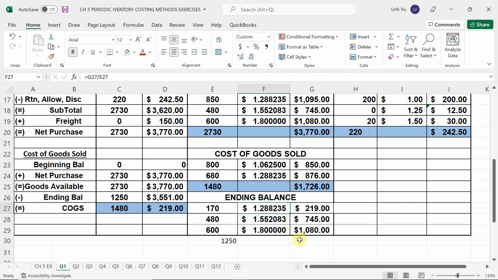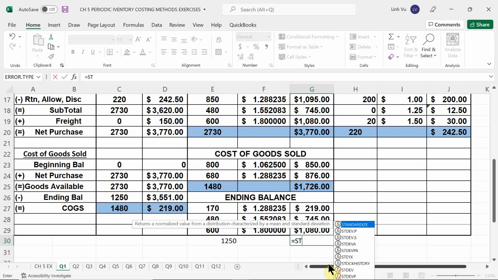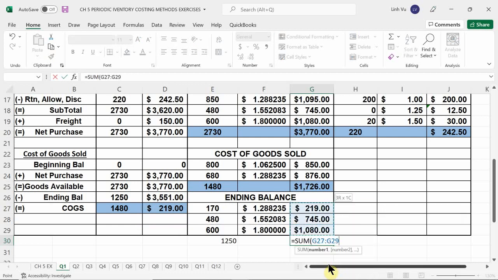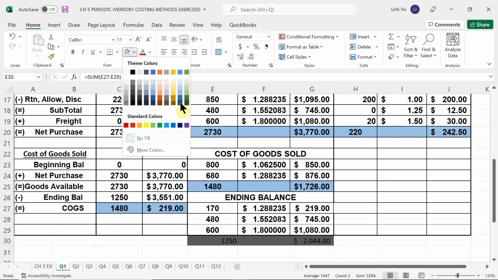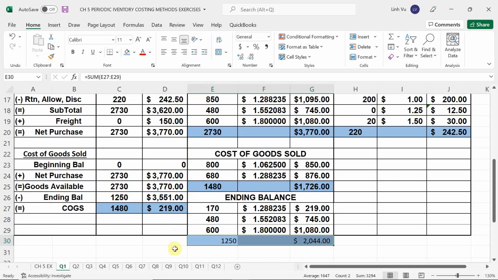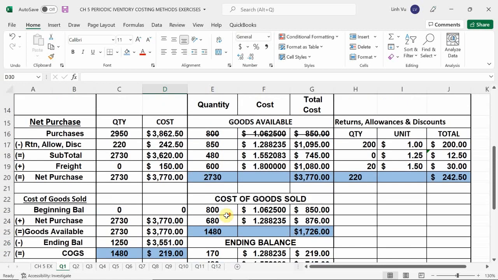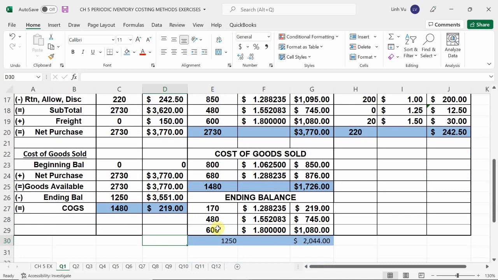Okay? And then that's going to give you, if you equal sum this, right? This should give you your ending balance right here. All right? So there you go, your ending balance of $12.50 at $2,044. And again, this table right here is what we're going to copy into our inventory worksheet in the next round, okay? All right. Any questions so far?